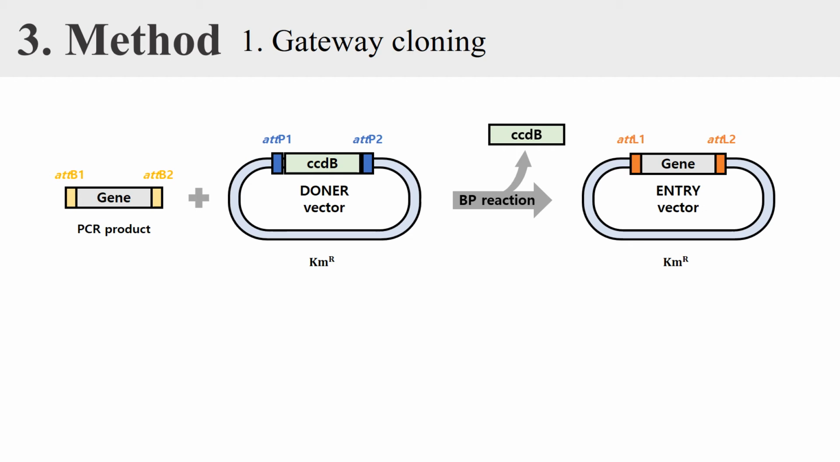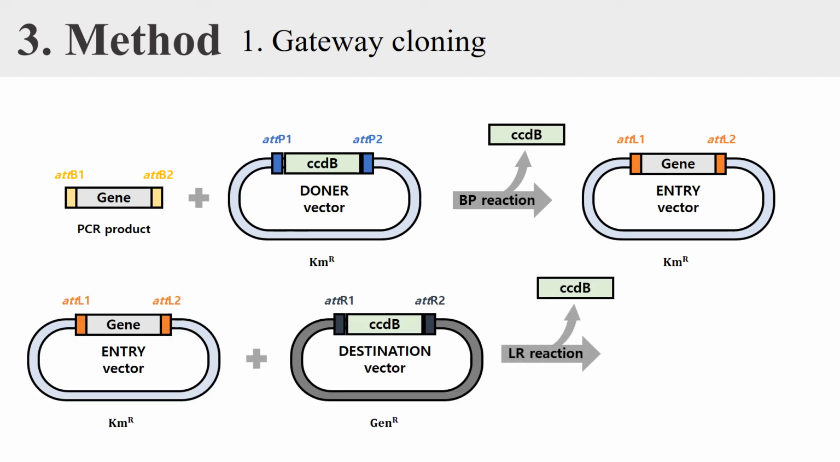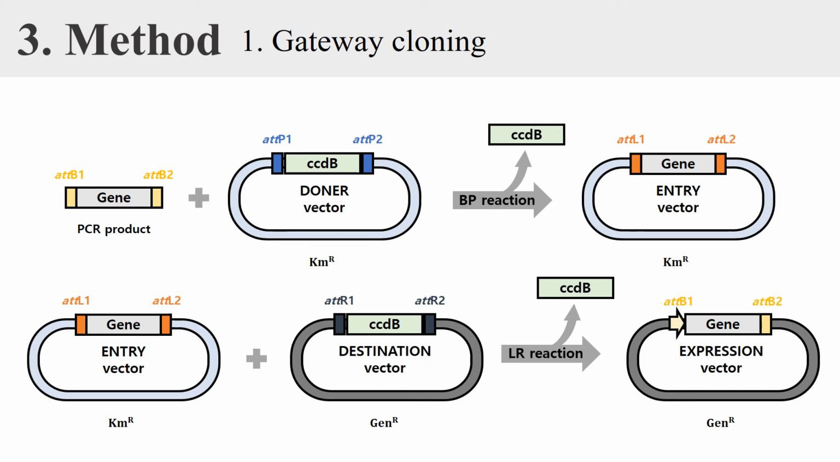In the process of putting in the expression vector, the genes of the entry vector with attL1 and L2 sites are inserted into the cloning positions of the destination vector with attR1 and R2 sites. This process is called LR reaction because it occurs at attL and attR sites. After the LR reaction is over, the expression vector is completed.